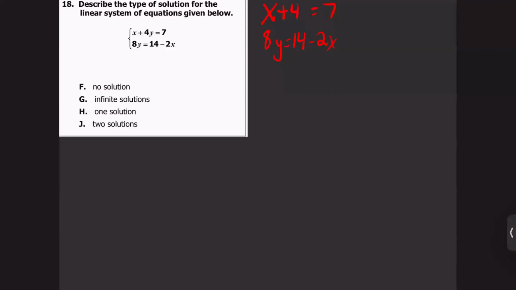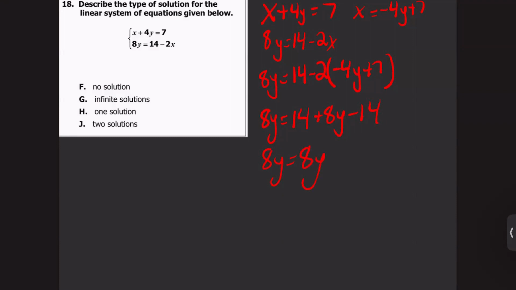All right, so here we are at our next problem. There should be a y here. Let's go ahead and say that x equals negative 4y plus 7. So we have 8y equals 14 minus 2. Substitute x in here. That's all I've done. 14 plus 8y minus 14. Well, 14 minus 14 cancel out. We have 8y equals 8y. So we can't solve for y.